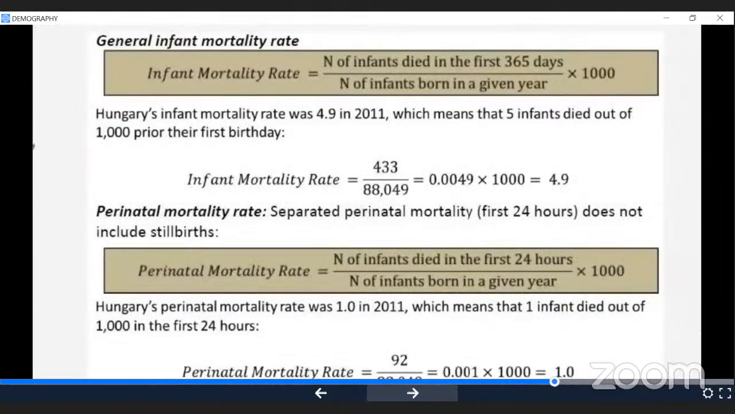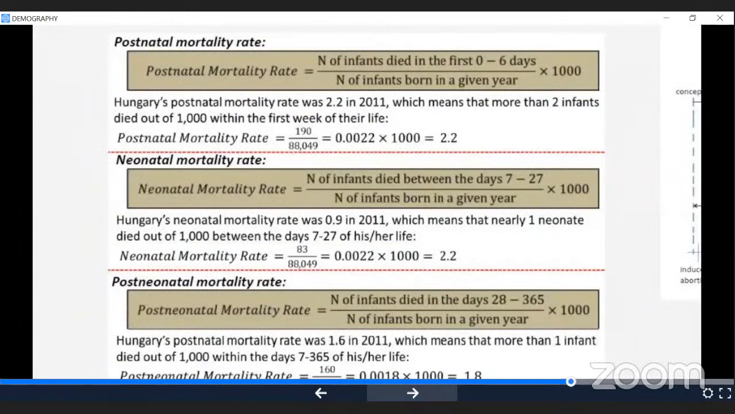So this is your formula for general infant mortality rate and perinatal mortality rate. You have to know your definition so you know what number of infants to divide, what numerator to use. This is your postnatal, neonatal, and post-neonatal mortality rate. You have to know the definition: 0 to 6, 7 to 27, and 28 to 365.